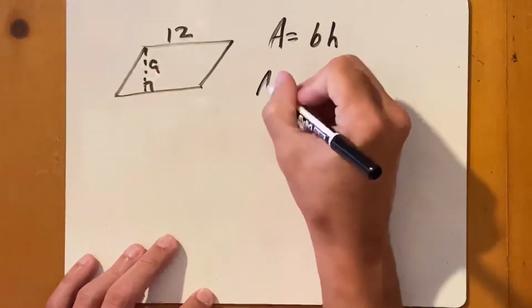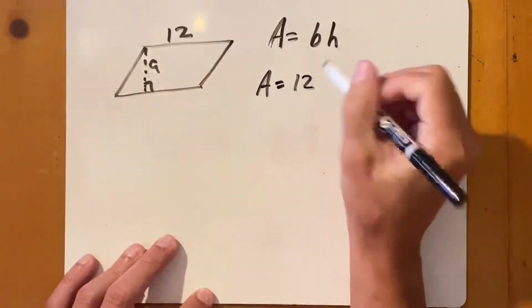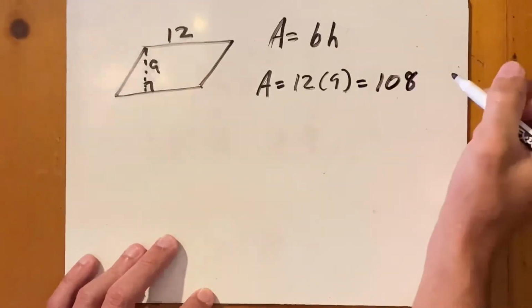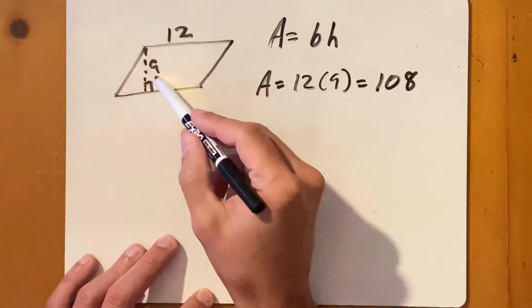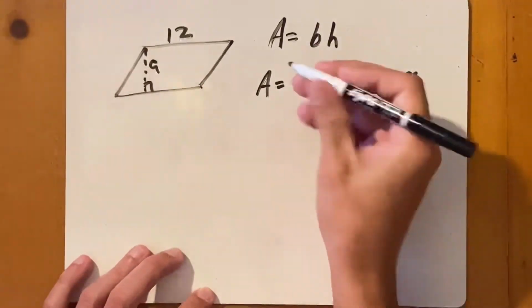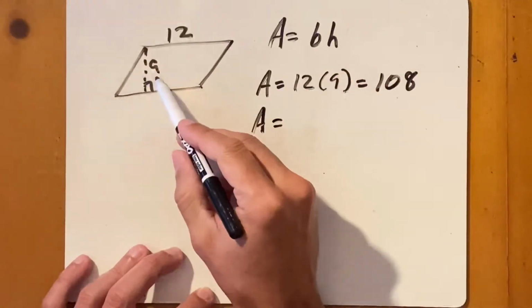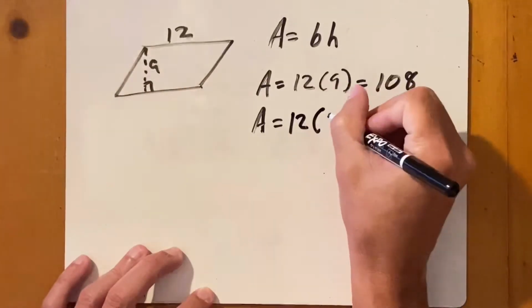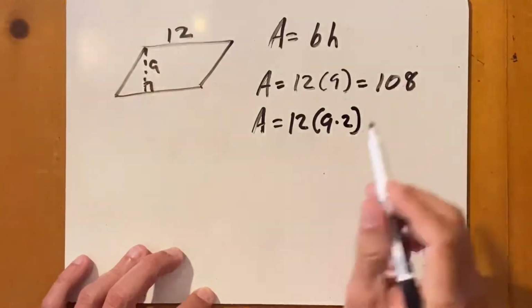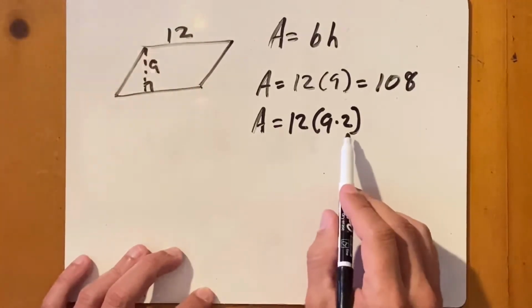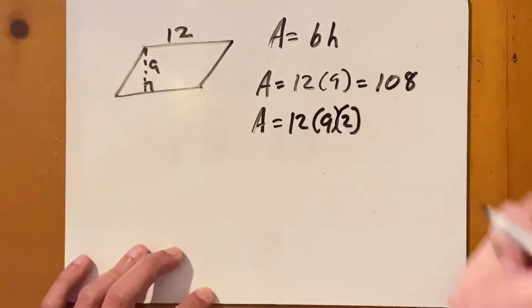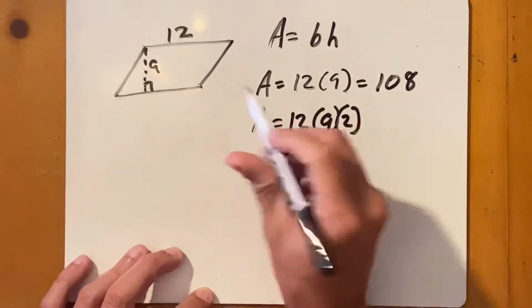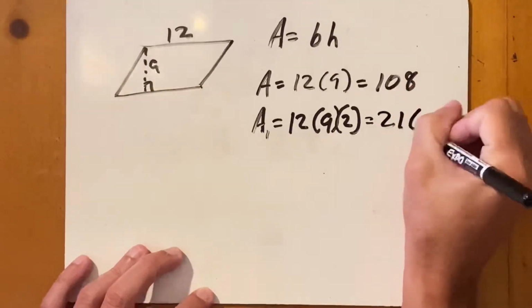So for example, the area of this parallelogram is the base, 12, times the height, 9. That's going to give me an area of 108 square units. If I were to double the height, multiplying it by a scale factor of 2, the height is now 18 instead of 9. I'm doing 12 times 9 times 2, so I'm doubling the height. Since I'm multiplying everything together, it's ultimately the same as multiplying the entire area by 2. So 9 times 2 is 18, and now I've got 12 times 18, and that simply doubles the total area.